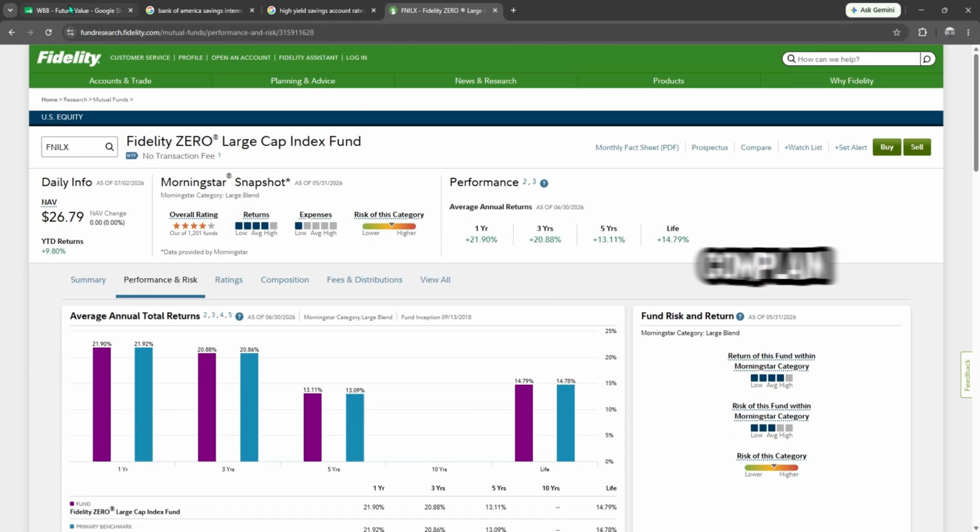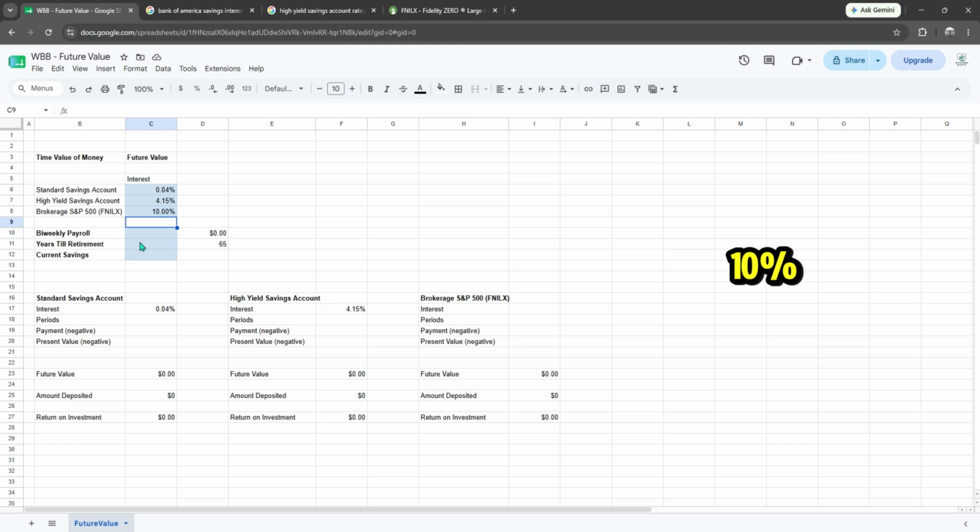So, wouldn't complain. I'm just going to put it at 10%. All right. So now that I have my interest rates for this example, I want to dive into the future value equation. So some of the key facts that we're going to need to know is, well, how much money are you going to be putting in each payroll extrapolated over a year, which would be 26.